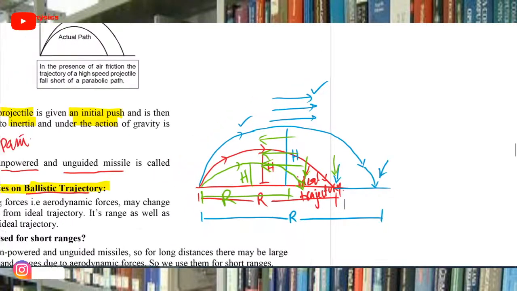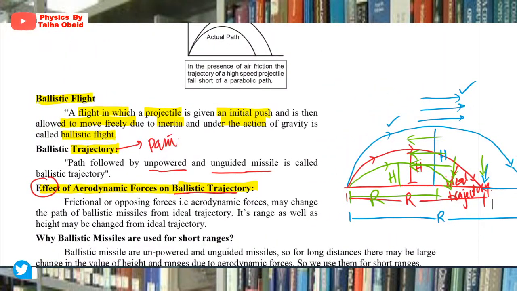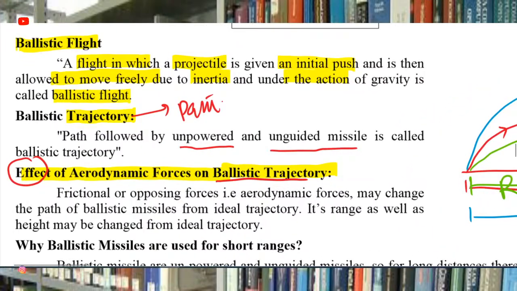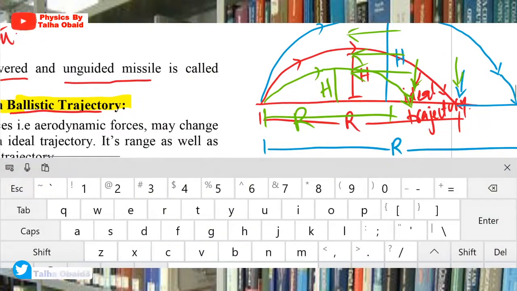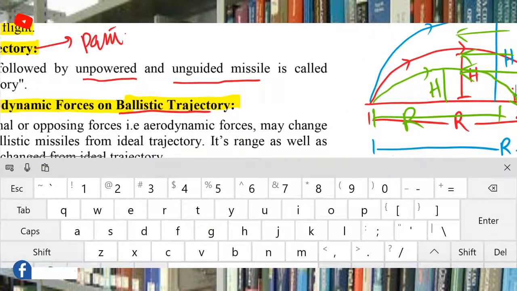So in short, we can say the effect of aerodynamic forces is that it changes the range and height of the ballistic missile. We expect some ideal trajectory, some ideal range, some ideal height, but aerodynamic forces don't allow us to achieve these ideal things.